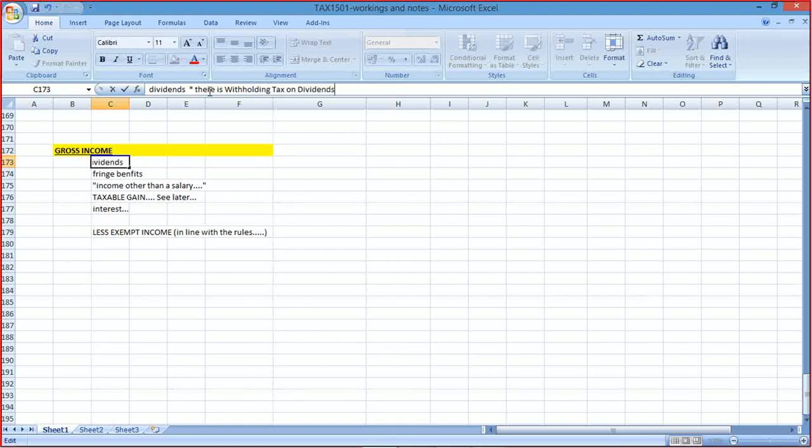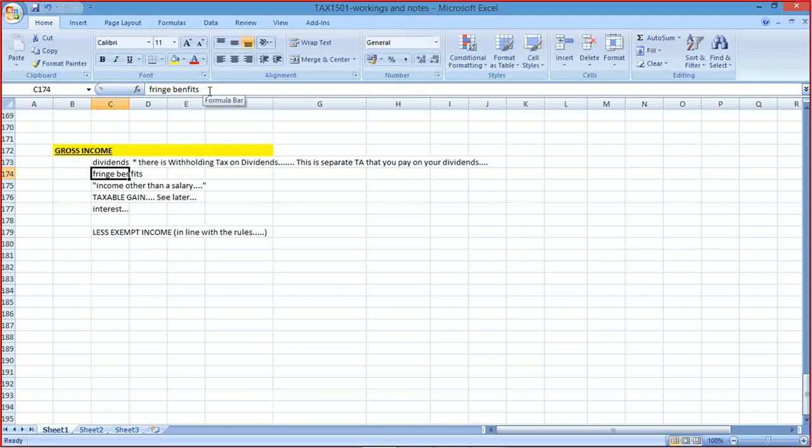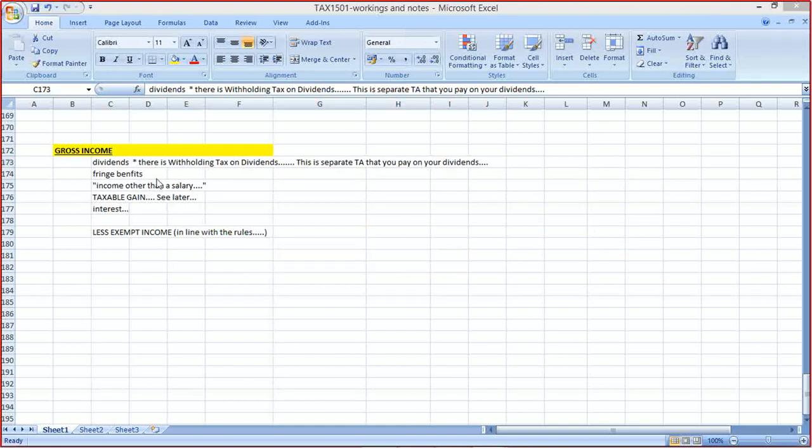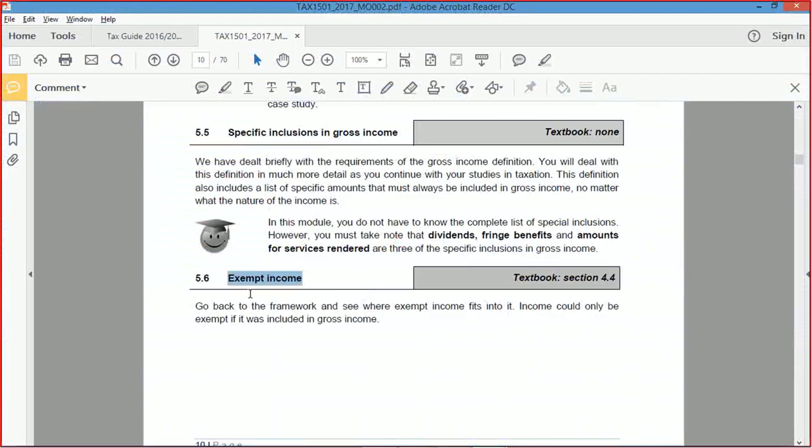Okay, so dividends, asterisk, there is what they call a withholding tax on dividends. This is a separate tax that you pay on your dividends. If a company pays out a dividend, you're actually taxed on that, but the company collects the taxes before they pay you the dividends. So you get what's after the taxes that you've paid.